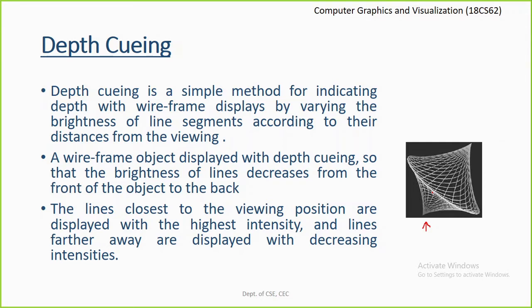A wireframe object displayed with depth cueing has the brightness of the lines decreasing from the front of the object to the back. As we move from the front of the object towards its back, the brightness of the lines goes on decreasing. The lines closest to the viewing position are displayed with the highest intensity, and the lines that are farther away are displayed with decreasing intensity. That is what we call depth cueing.